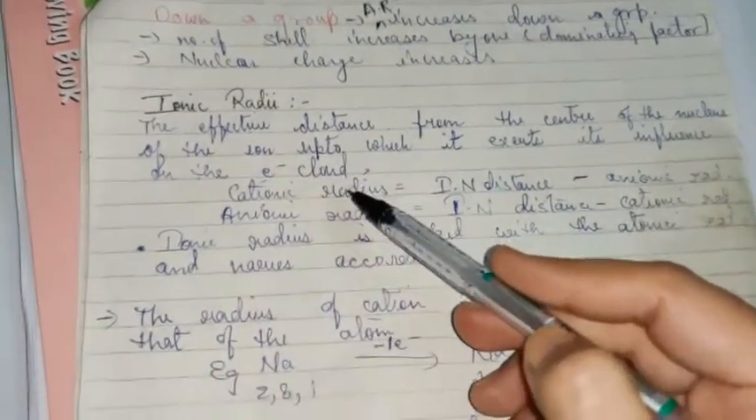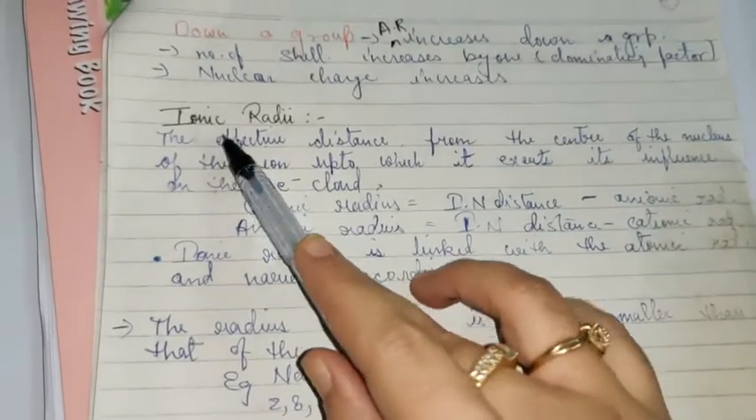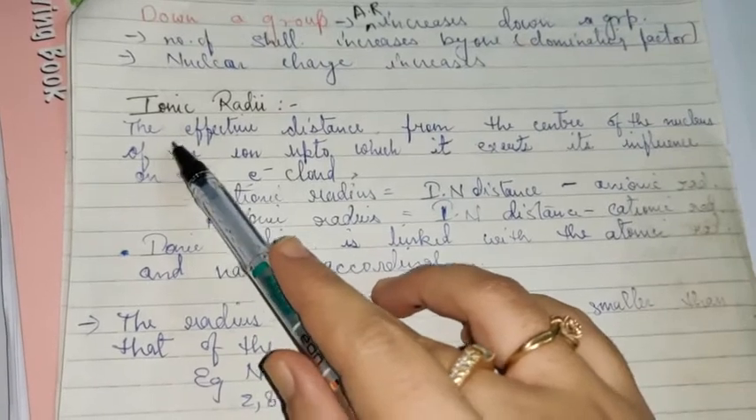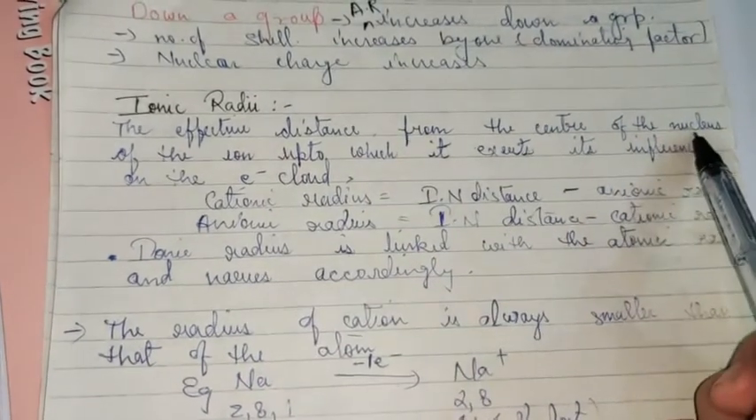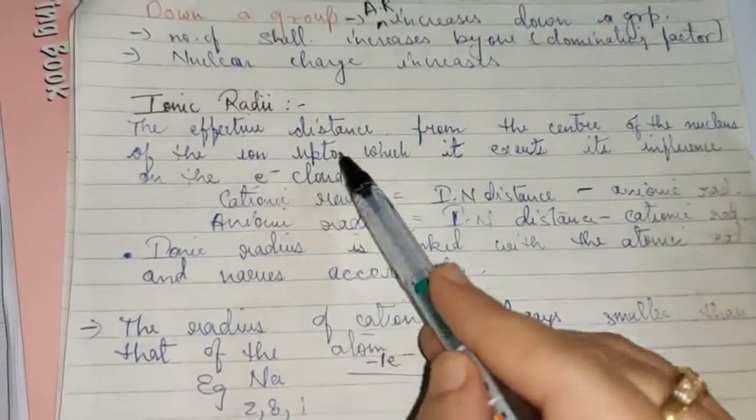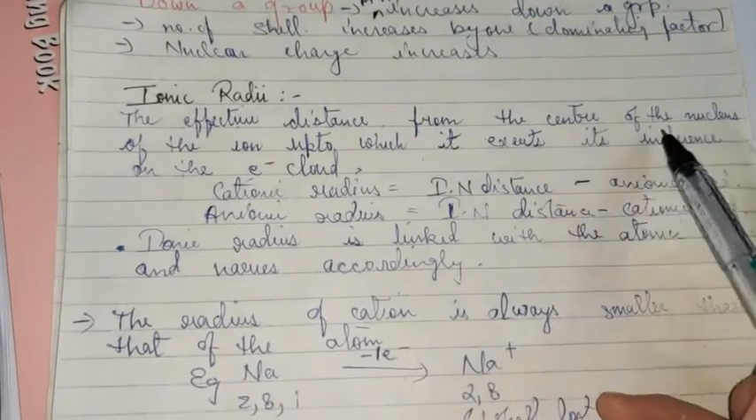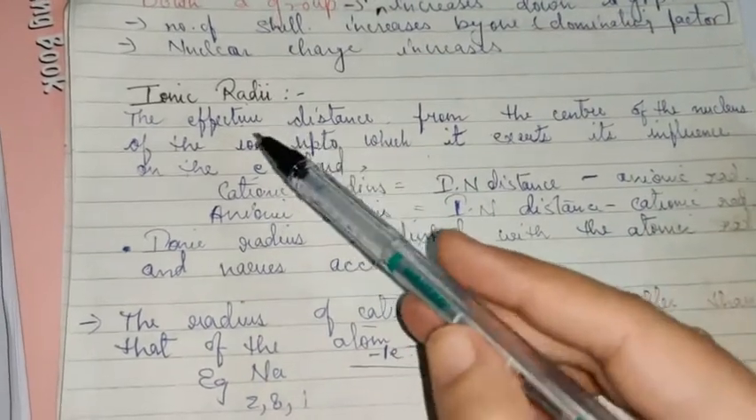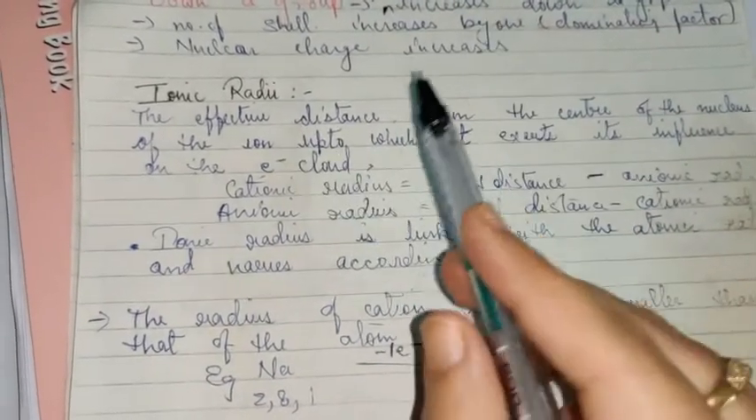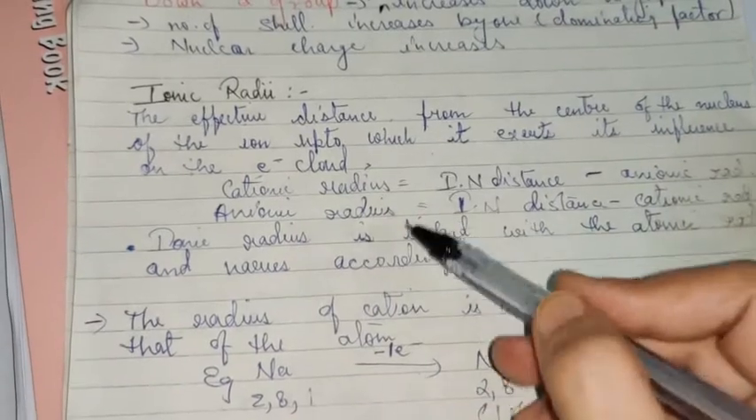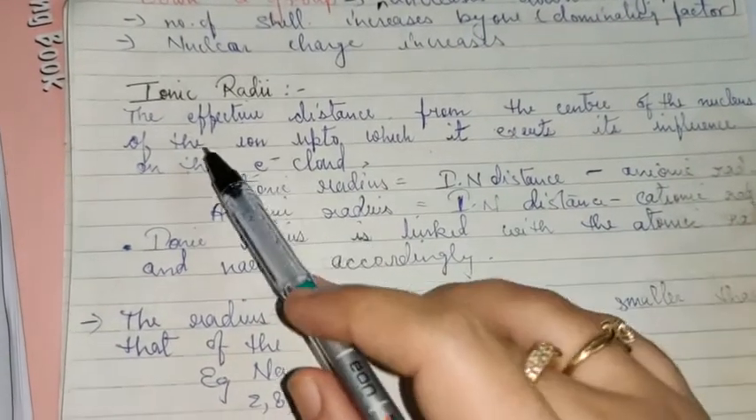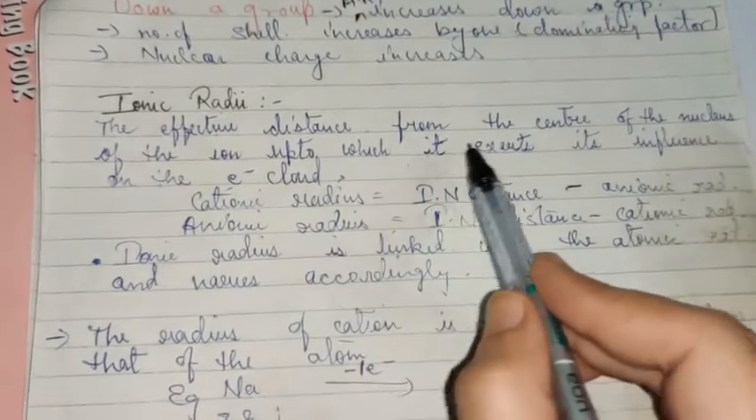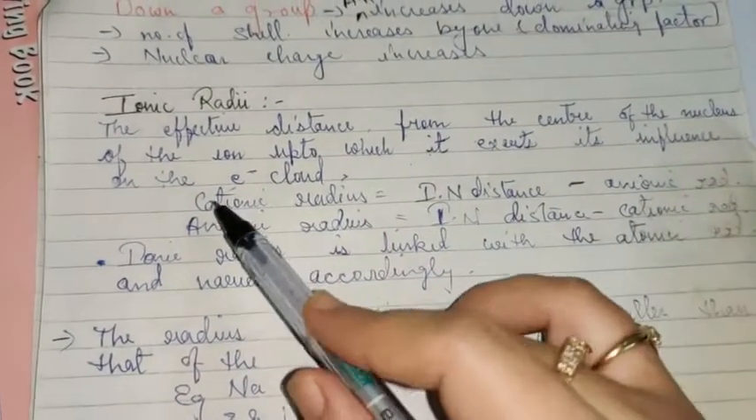Now then there is another very important type of radii, ionic radii. How do we define it? Ionic radii means the effective distance from the center of the nucleus of the ion up to which it exerts its influence on the electron cloud. Okay, because ionic radii will be considered in case of ions, that is cation or anion. So it is the effective distance from the center of the nucleus of the ion up to which it exerts its influence on the electron cloud.